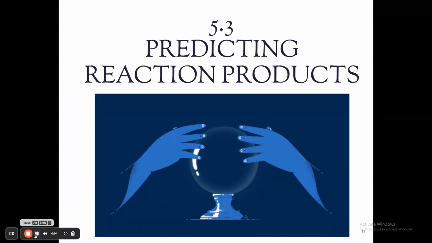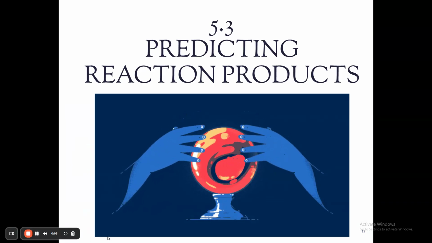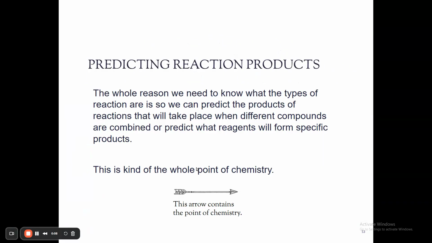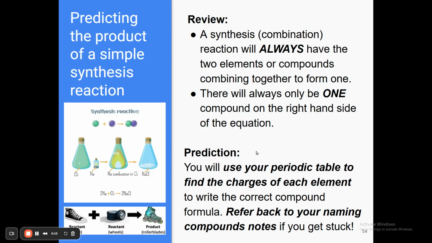5.3, predicting reaction products. We're going to be looking at the 5 different types of reactions and trying to see if we start with reactants, can we predict what possible products will be shown. So first we're going to start with synthesis.